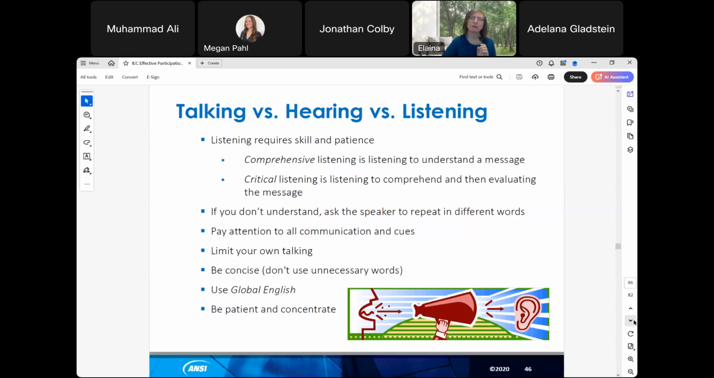As we've mentioned, you're not necessarily talking to a native speaker. If you don't understand, don't be afraid to ask them to repeat what they've said in a different way and explain, I'm sorry, I didn't understand what you had to say. If you could please reword that so that I can understand it. Pay attention to all communication cues, which includes nonverbal language, watching the person, seeing the person's posture.